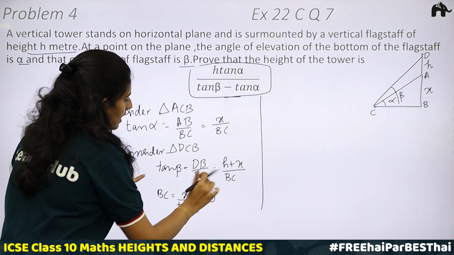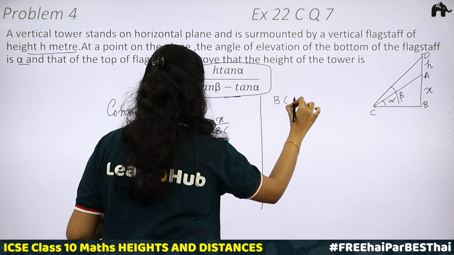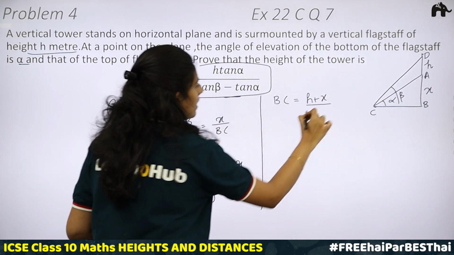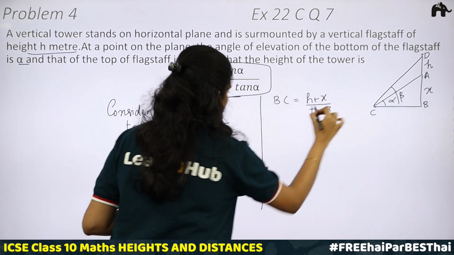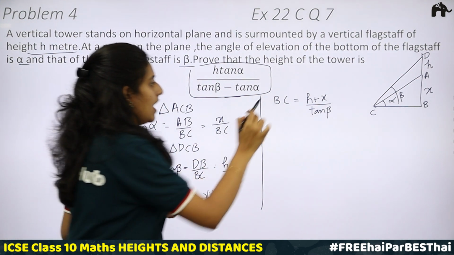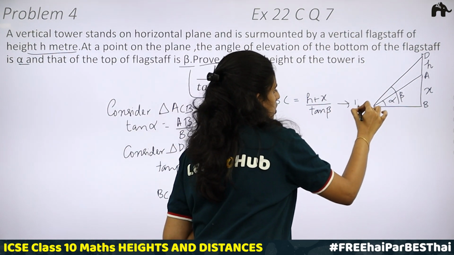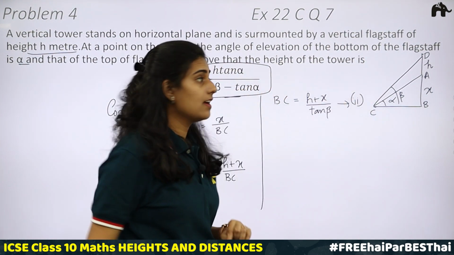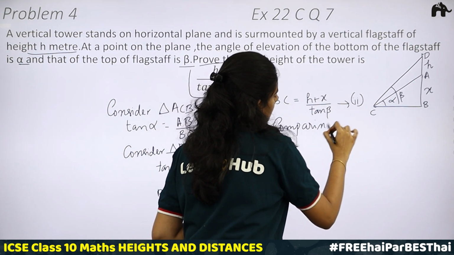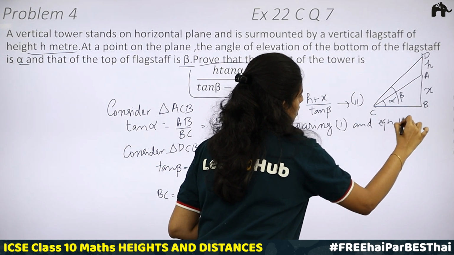Now from this again we have BC. That BC can be written as BC is equal to h plus x divided by tan beta. Just crossing, BC comes here and tan beta goes here. So h plus x divided by tan beta. I am taking this as equation 2. Now comparing equation 1 and equation 2.